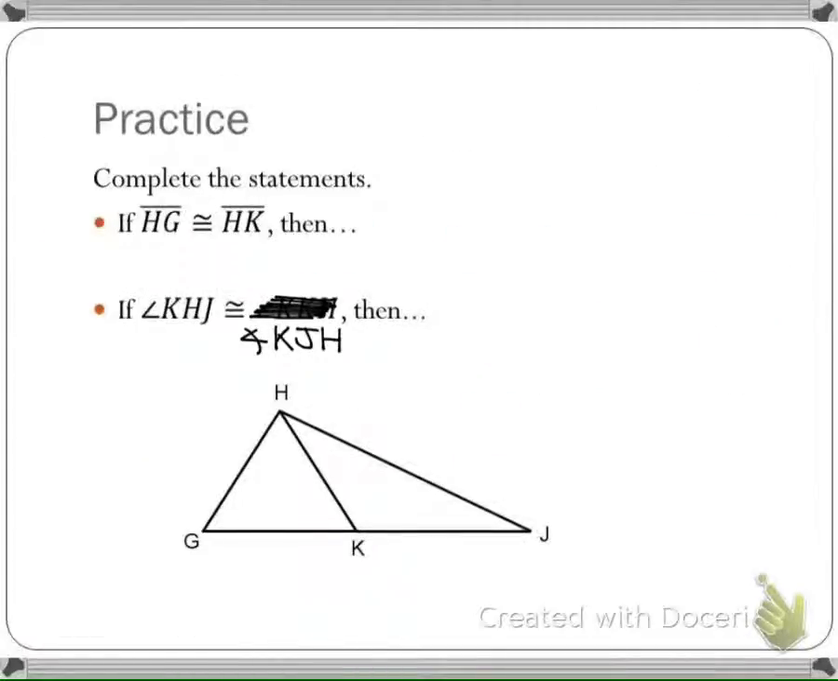Now, let's take that approach. So I have HG is congruent to HK. That are these two sides. Now if those two sides are congruent, I know that the angles opposite them are also congruent. So that would be angle G is congruent to, and I'm not going to say angle K because I wouldn't know which angle I was talking about. I'm going to identify that as HKG.